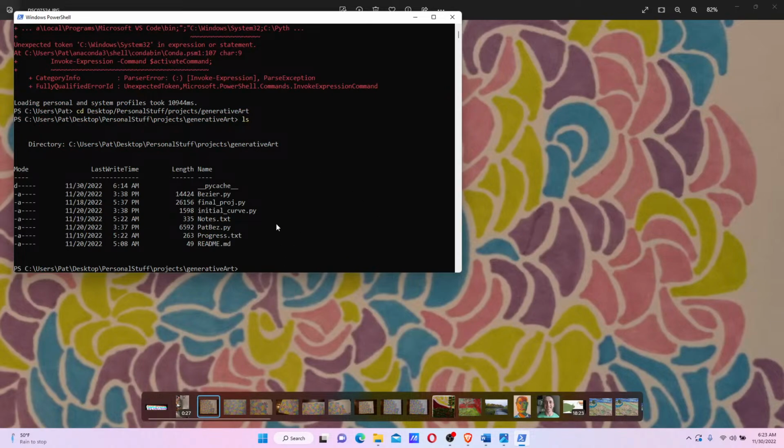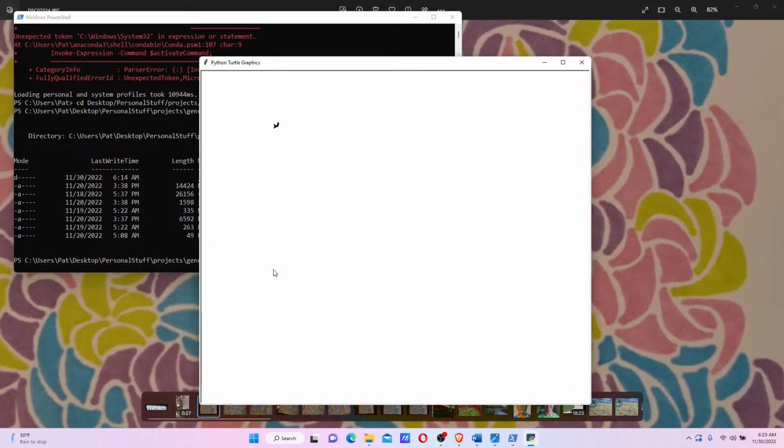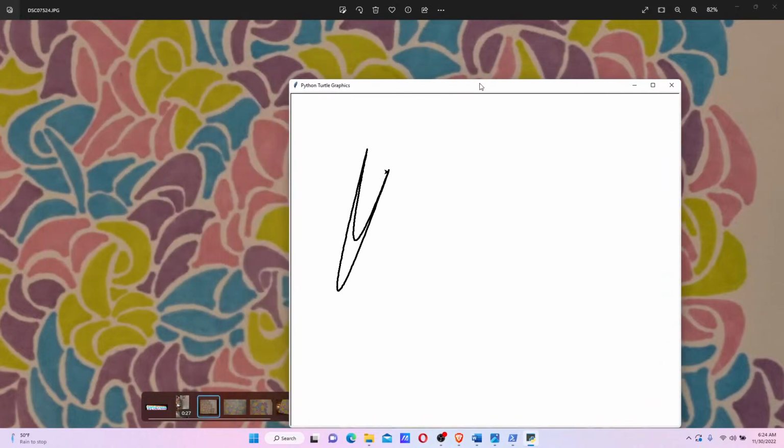Right, and I think it's initial curve dot py is what I have, even though it's not the initial curve, it's supposed to be the whole initial shape. So py initial curve dot py. Well, that one was pretty good. So you can see kind of where I'm trying to go here.